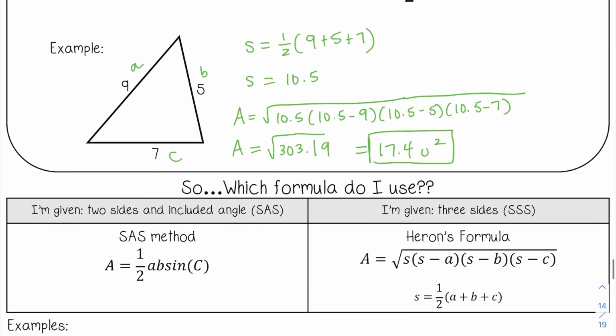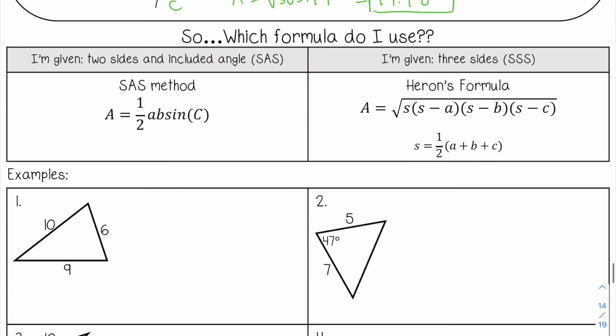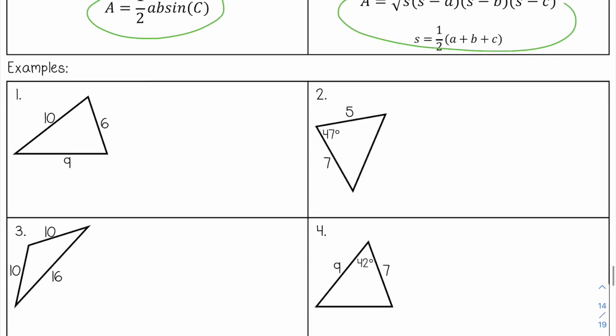All right, so how do you know which formula to use? So it depends on what you're given. If you're given side angle side, you can use this formula. If you're given all 3 sides, then you would use Heron's formula. All right, go ahead and pause the video and try those examples below.